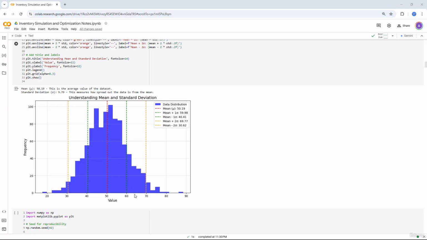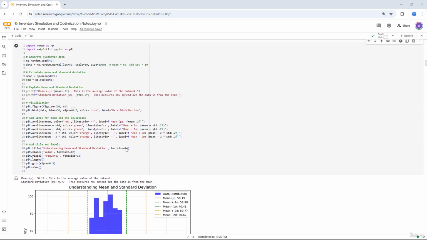So looking at this chart, you can see that about 68% of data falls within one standard deviation of the mean, which is this green line, and about 95% of data would fall between the two standard deviation bars shown here. And the more your standard deviation is, the more spread out your distribution or the shape would be.